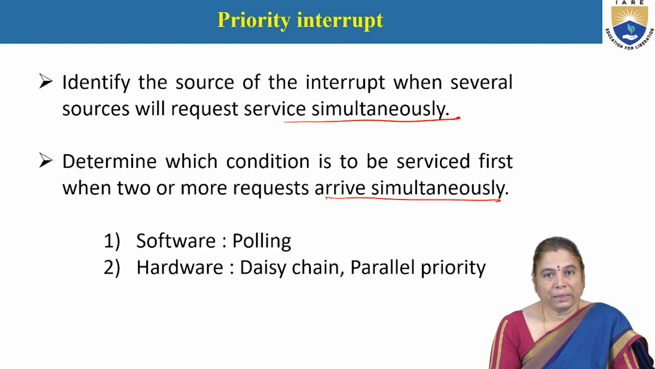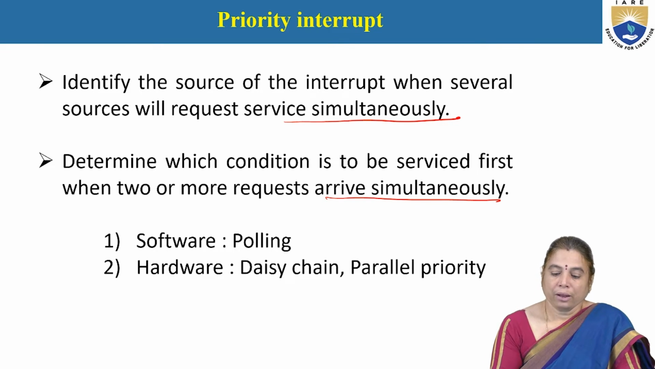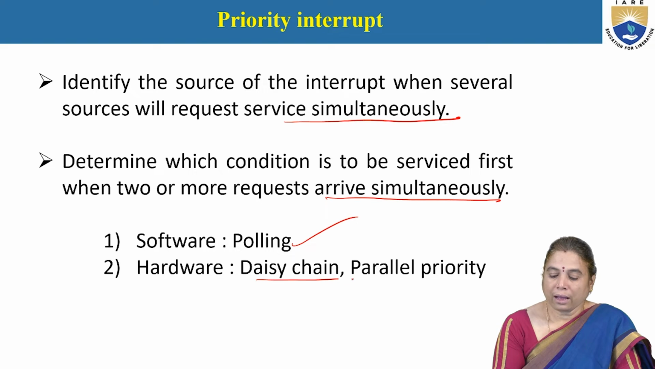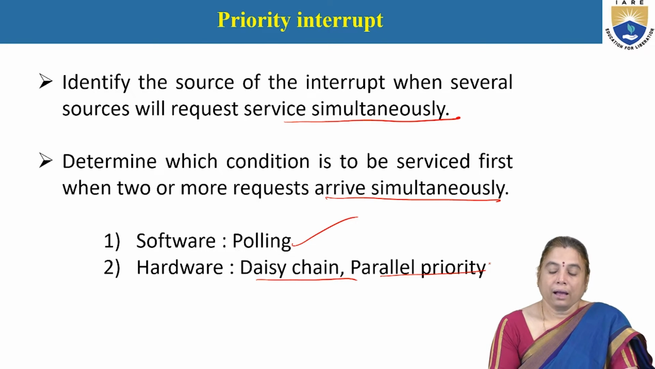So there are two methods. One is by using software, the second one is by using hardware. With the help of software, polling is the method for deciding the priority of the interrupt. By using hardware, daisy chain and parallel priority are the methods for deciding the priority interrupt.